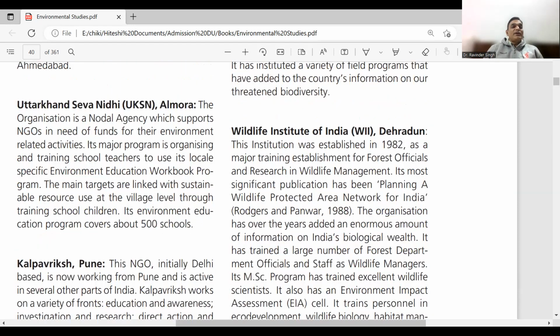Next one is Uttarakhand Sevanidhi, UKSN, Almora. The organization is a nodal agency which supports NGOs in need of funds for their environment related activities. Its major program is organizing and training school teachers to use its local specific environment education workbook program. The main targets are linked with sustainable resource use at the village level through training school children. Its environment education program covers about 500 schools.